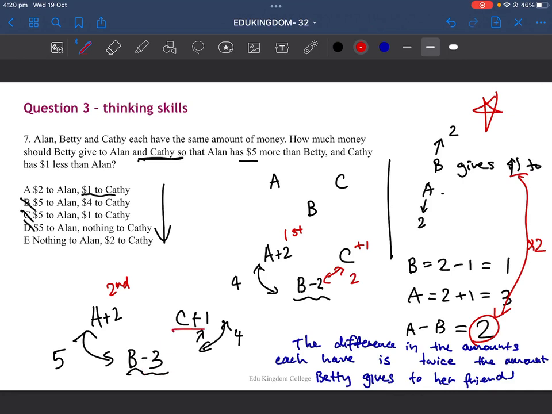So remember what I said here? The difference in the amounts each has is twice the amount Betty gives to her friends. So if Betty gives $1 to Kathy, in fact, the difference then would be twice of that, which is $2. Can you guys see? And so since at this first stage, the difference was 2, and Betty gave 1 to Kathy, now the difference would then be 2 more to give us 4.